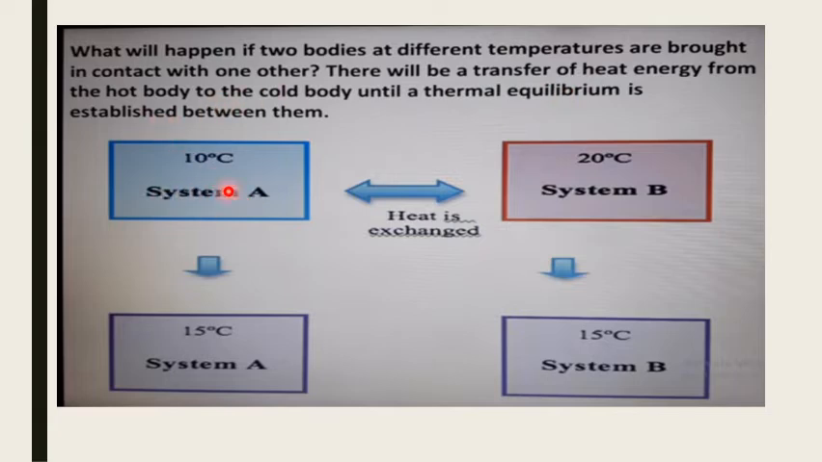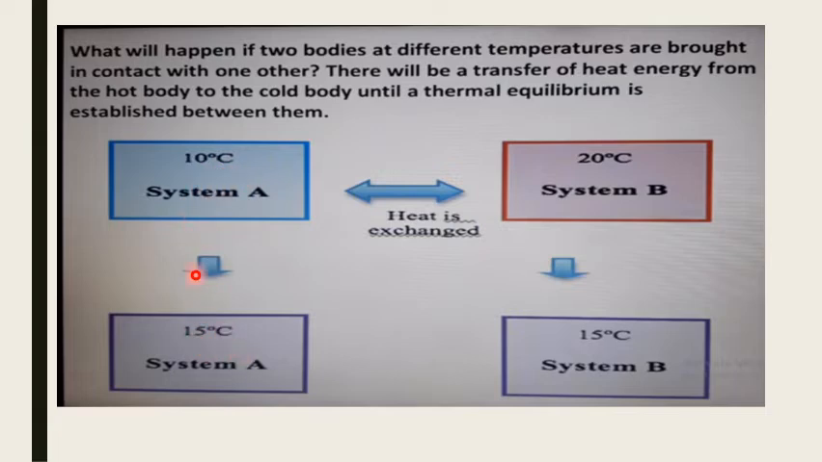You can see first you can take system A at 10 degrees Celsius, system B at 20 degrees Celsius, and after heating the heat is exchanged. System A 10 degrees centigrade and system B 20 degrees centigrade. If the heat is exchanged, what will happen? The heat is always transferred from higher temperature to lower temperature. So this 10 degree becomes 15 degree centigrade.